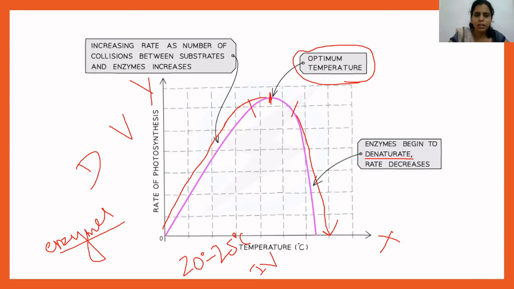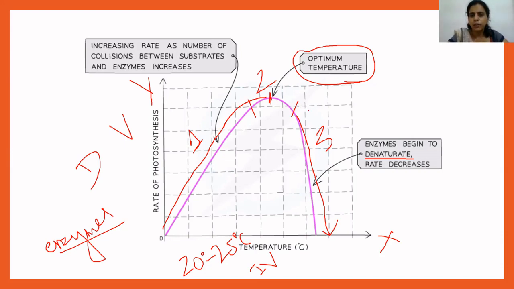You can take all these as 3 sections. This is 1, then this is 2 and 3. So you have to remember these points very well. In section 1, as temperature increases, the rate of photosynthesis increases due to the increase in kinetic energy of enzyme and substrate molecules. Due to increase in kinetic energy, the frequency of collision increases, hence enzyme substrate complex gets formed very easily or faster. In second, remember the rate of photosynthesis is highest at optimum temperature, because that is the temperature at which enzymes work best.